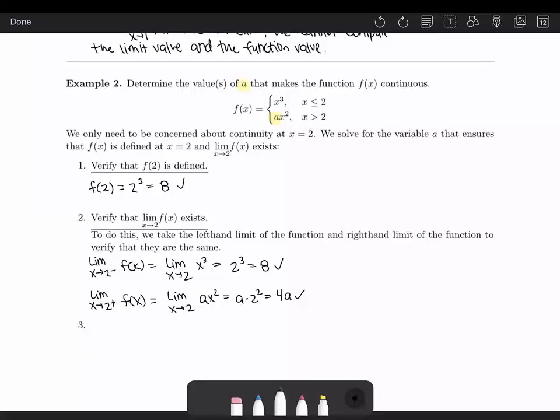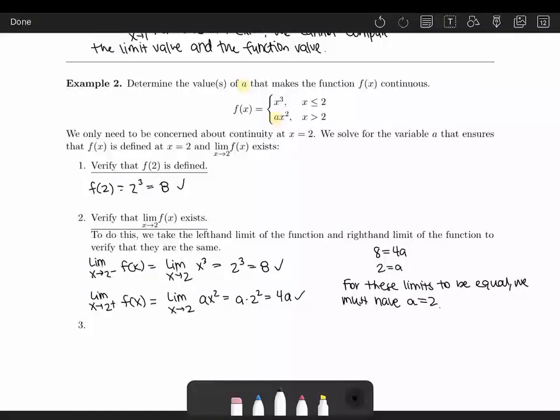This is where the solving for a part comes in. For these limits to be equal, we must have that 8 equals 4a, or equivalently, dividing by 4, 2 equals a. So for these limits to be equal, we must have a equals 2, and that's what makes our limit exist. That's all we needed there.